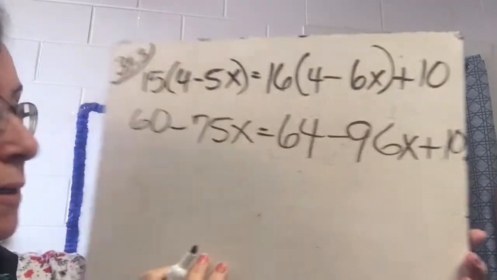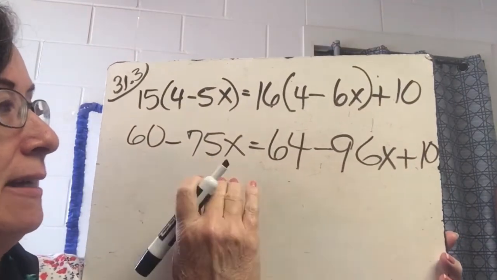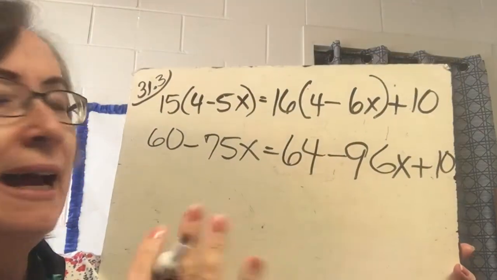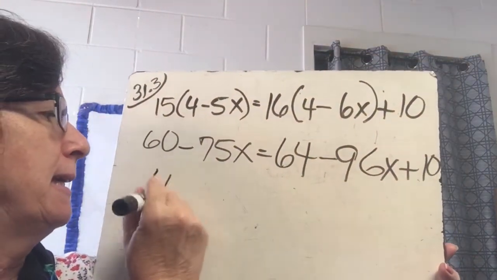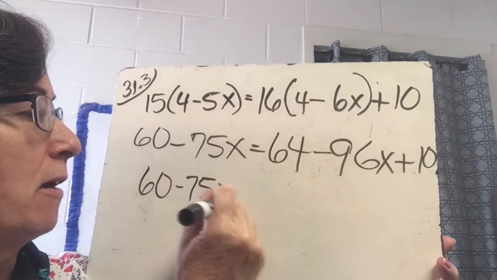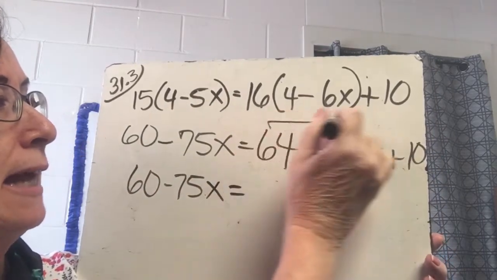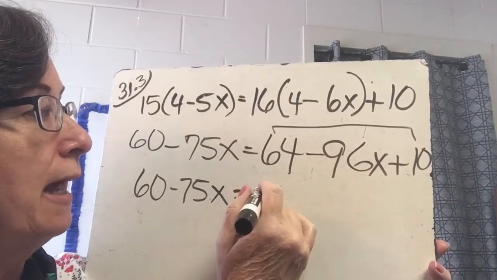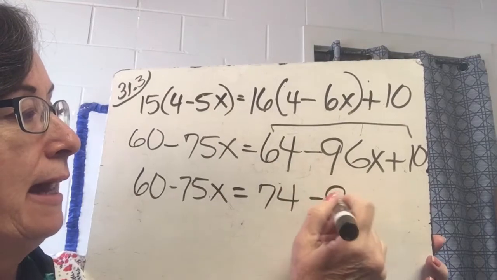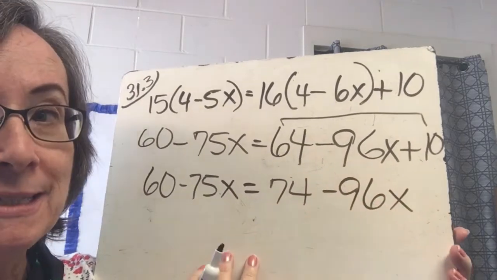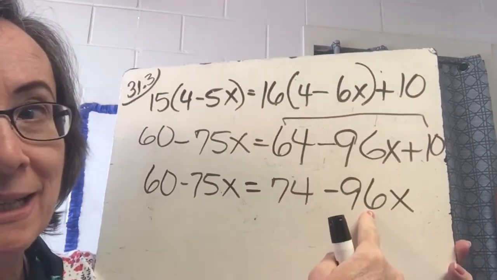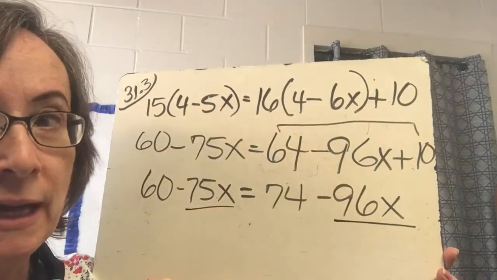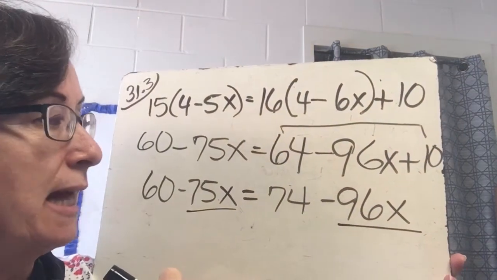So now remember, I have x's here and x's there, but before I begin to get all my x's in one place, I always stop and simplify. 60 minus 75x is already simplified, but on the other side, let me go ahead and combine my 64 and 10, which are like terms, and now I have it as simplified as I can without getting my 96x over here. So I'm going to go ahead and look at two x terms that need to get on one side.